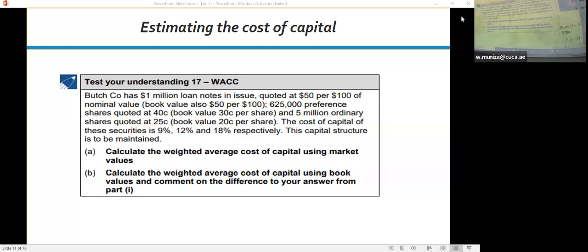So over here, they are giving us the number of preference shares, 625,000 preference shares quoted at 40 cents and the book value is 30 cents per share. And then 5 million ordinary shares. The third type of finance is ordinary shares quoted at 25 cents and their book value is 20 cents per share. The cost of capital of these securities is 9%, 12%, and 18% respectively. This capital structure is to be maintained.